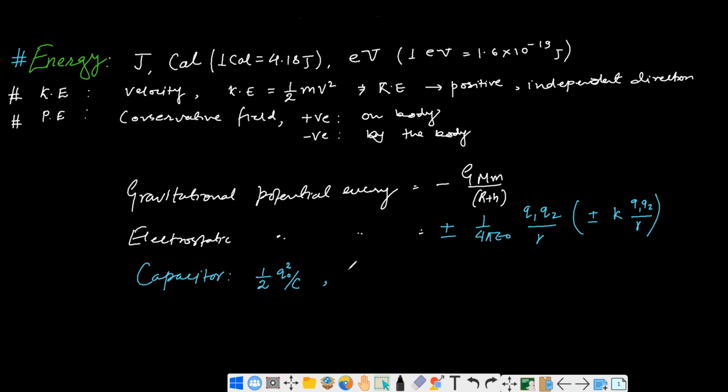Similarly, even the energy can be stored in terms of the magnetic field in solenoids and others. So magnetic potential energy, in case of magnetic field in solenoid, is going to be half of the self inductance times the current squared. This is how we can figure out the energy in different cases.